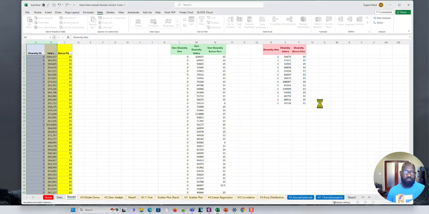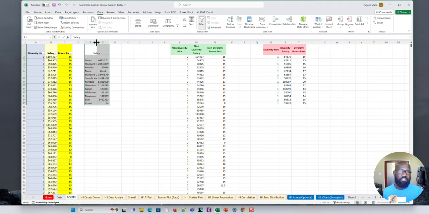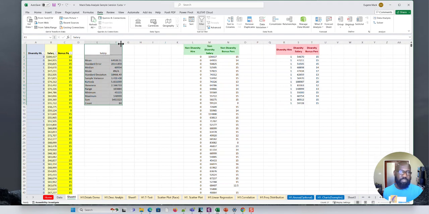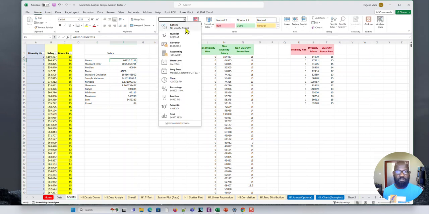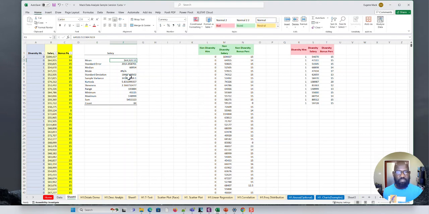And I run my descriptive analytics on that particular column, and I'm looking at salary. Given that we're talking about salary, one of the things you might want to do is also format it as such, so it makes it easier for you to understand that this is actually salary. It's talking about money, and it's much easier for you to interpret or understand if you think of it in that way.